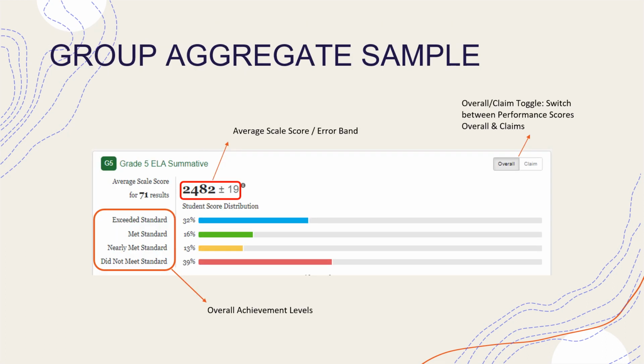The group aggregate panel for IABs displays the following information and elements: the average scale score for the selected group of students and an error band based on the standard error of the mean, number of student test results from which the scores are calculated, and score distribution for the performance levels of the overall score.